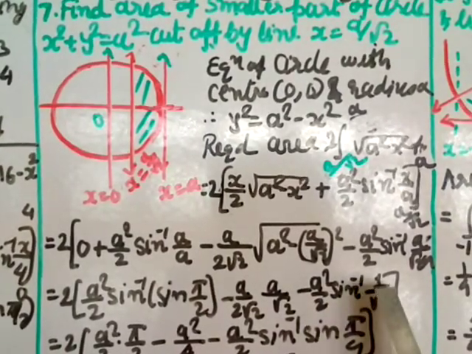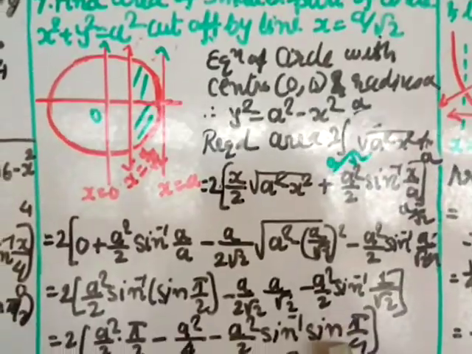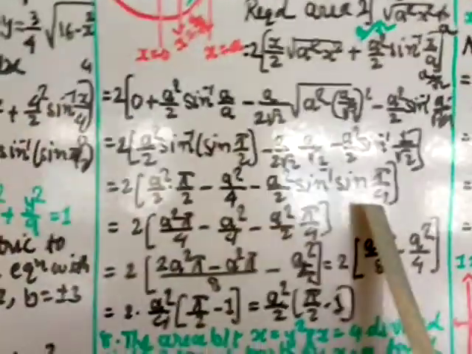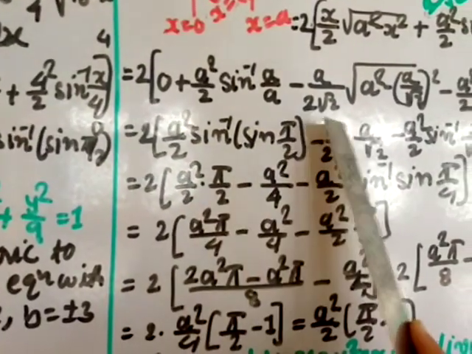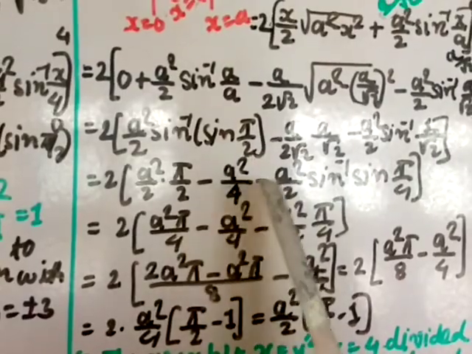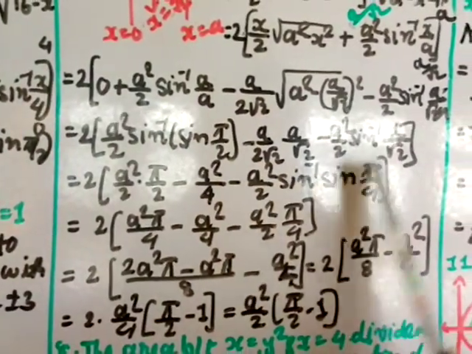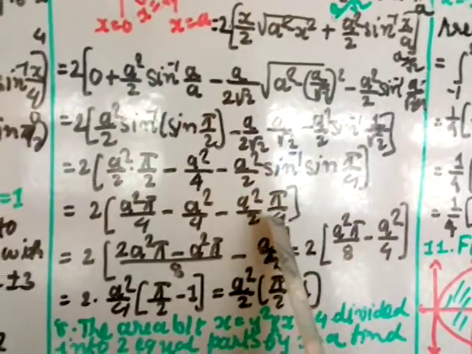So the value whose sin is 1 by root 2 is sin pi by 4. So here I have put sin pi by 4. Here a square by 2, and this sin inverse sin cancels, so pi by 2. Here a into a square by root 2 into root 2 is 2, 2 into 2 is 4. Minus a square by 2 sin inverse sin, this value I have put sin pi by 4. Sin inverse sin cancels, so it remains pi by 4. This is just as it is.